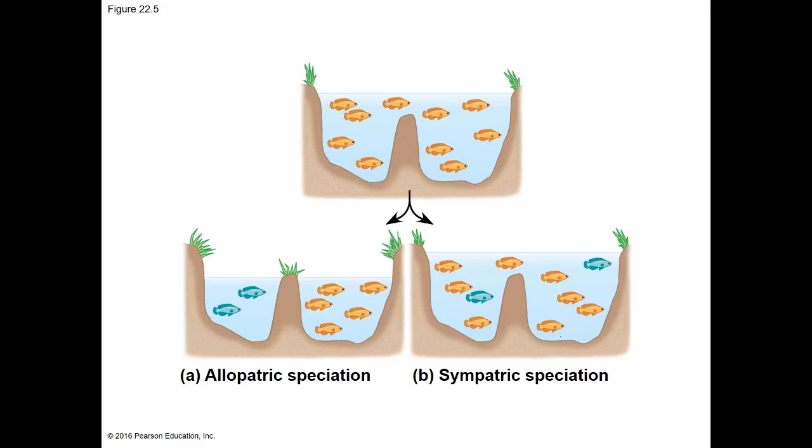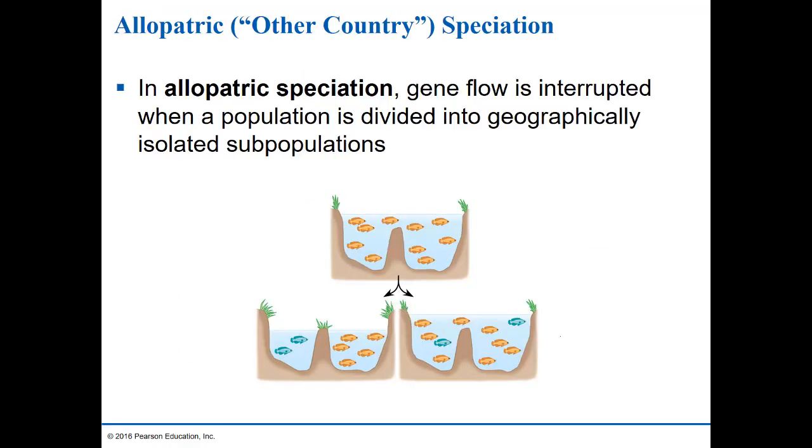Sympatric speciation is devoid of a physical barrier. It just means that something occurred, without something separating them physically, that made them develop into two different species. So in allopatric speciation, gene flow is interrupted when a population is divided into geographically isolated subpopulations.